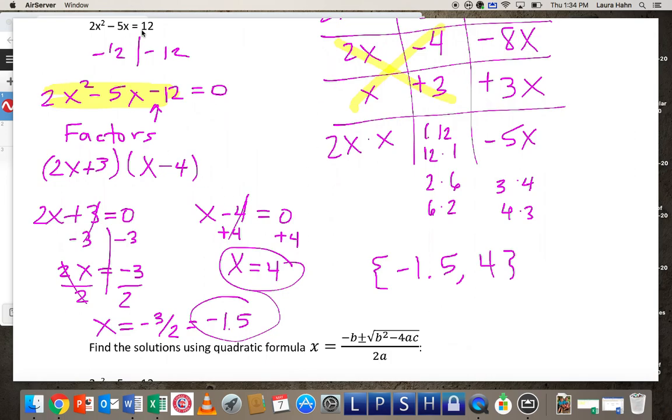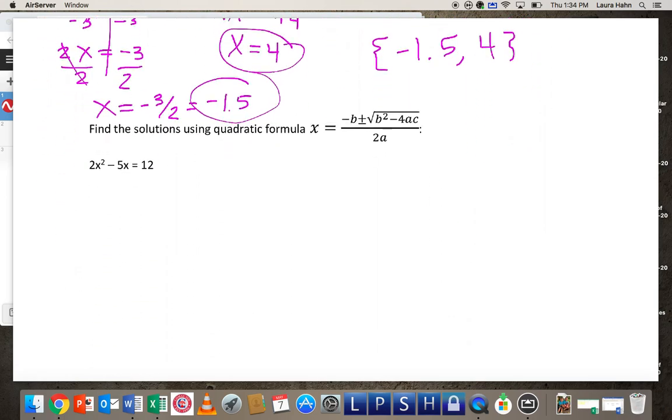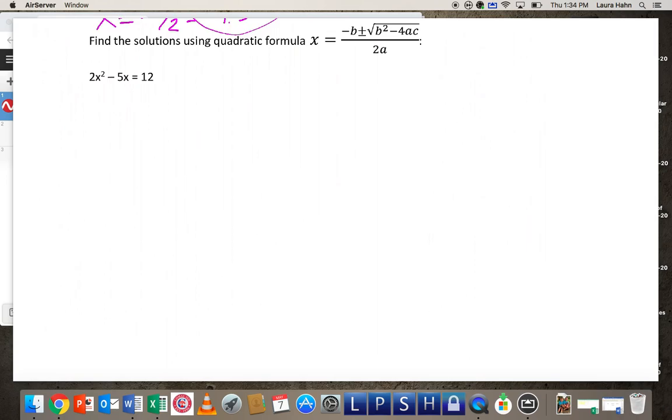So same equation, just the first time we did it by graphing, this time we did it by factoring. No matter which way we did it, we found where it crossed the x-axis. All right, now let's do it using the quadratic formula. Remember the big, long fraction guy? Remember, it's always important that it's set equal to 0. That's always your first step, no matter which version you do.